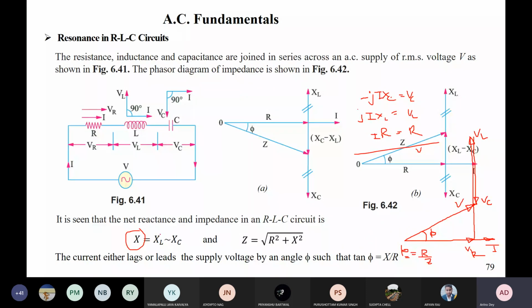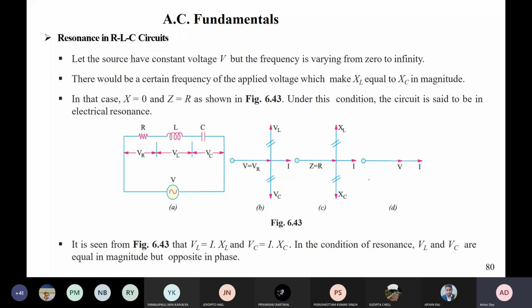XL, we know already, we have seen that XL is equal to omega into L, and XC is equal to 1 by omega into C, isn't it? This is our XC and this is our XL. So if we write the expression in terms of, Z is equal to R plus j into (omega L minus 1 by omega C).